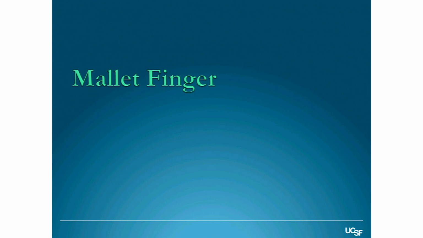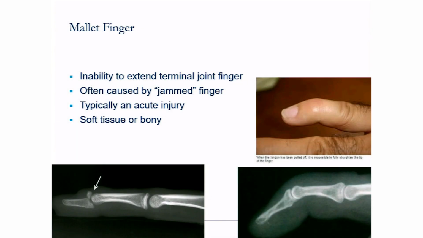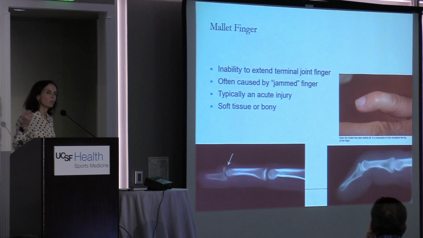So, mallet fingers. Everyone has probably seen a mallet finger, or it's seen you, and we haven't quite diagnosed it, but there are soft tissue mallets and then there are bony mallets. The extensor mechanism is incompetent, whether the extensor itself at the terminal tendon has pulled off the distal phalanx here, or there's a fracture, as you can clearly see in this picture with this arrow pointed to it.